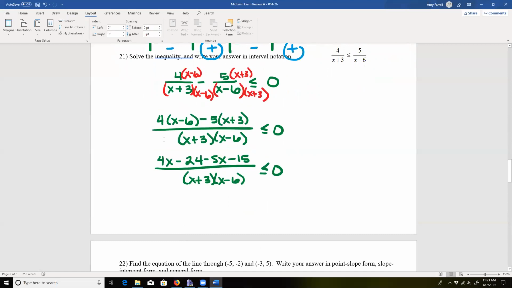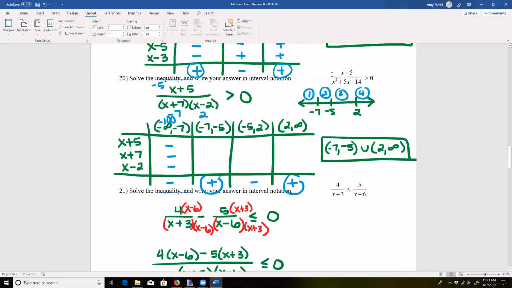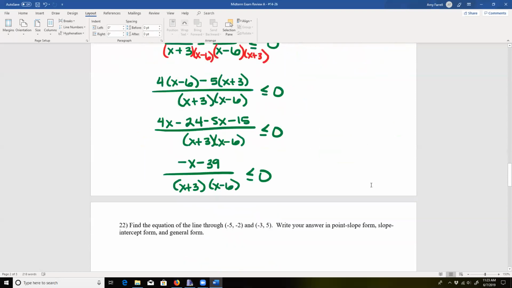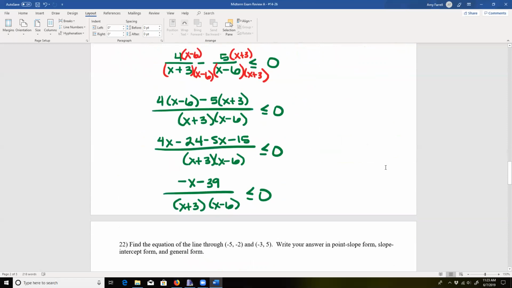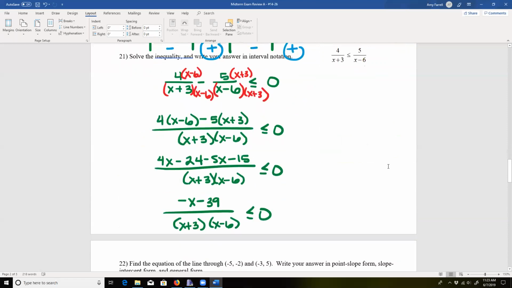So combining like terms, I get negative x minus 39 all over x plus 3 times the quantity x minus 6, and this is less than or equal to 0. Okay, so it does look a lot like number 20 now. I've got a binomial on top and a trinomial on bottom. Well, it's factored into 2 binomials, but it would be a trinomial. So very similar. I need to figure out where these factors equal 0.